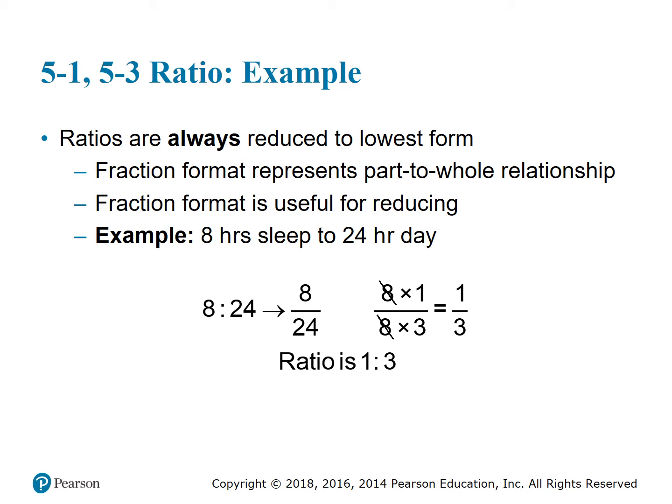Now, ratios are always reduced to their lowest forms, just like we do with fractions. So, for example, if we get 8 hours of sleep in a 24-hour day, we can write that as a ratio of 8 to 24, or 8 over 24. Now, let's look at this example. Can we reduce this? Well, yes, we definitely can, right? If we factor that out, we have 8 times 1 to get 8, and 8 times 3 to get 24, and we can cancel those 8s out, and that gives us 1/3, right? So the ratio would be 1/3.